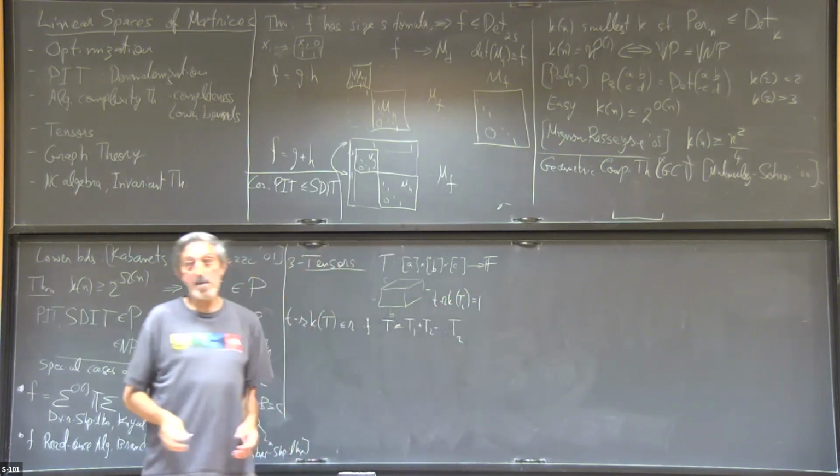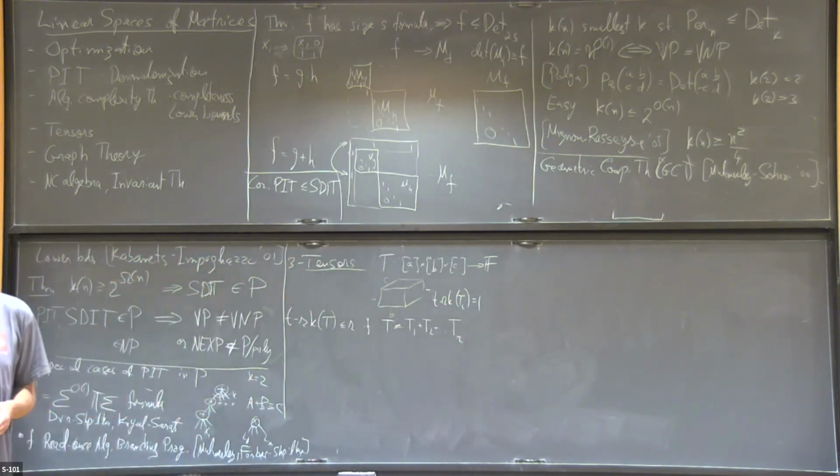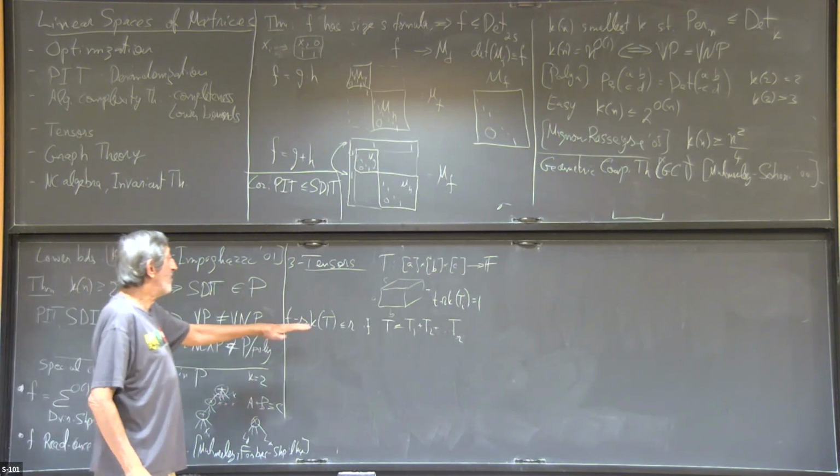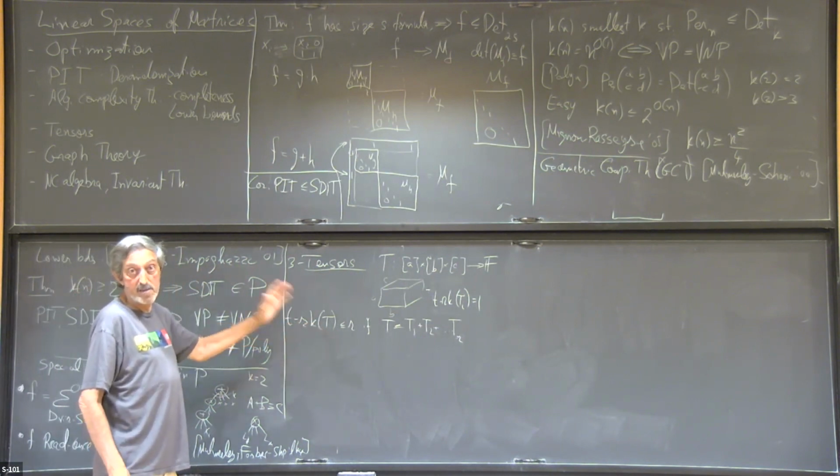What is a rank 1 tensor? It's just the outer product of three vectors, right? Like a rank 1 matrix is an outer product. This is a very complex thing to understand.